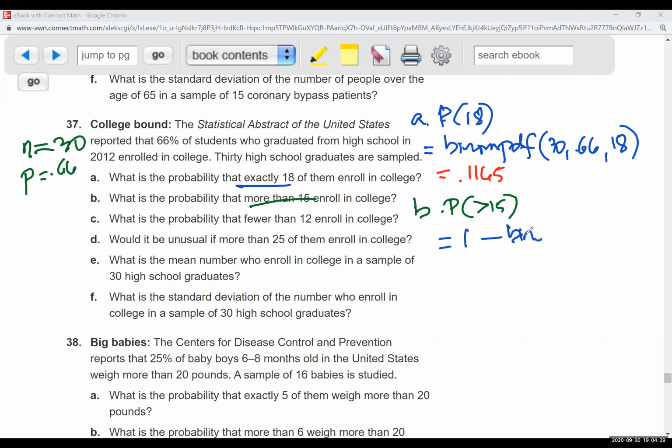So this is binom CDF of 30, 0.66. What is your X here? Fourteen. Would it be negative 14 if it's 1 minus 15? Oh, because 14 encapsulates everything under. Never mind, that makes sense.